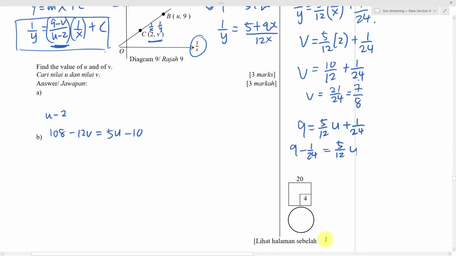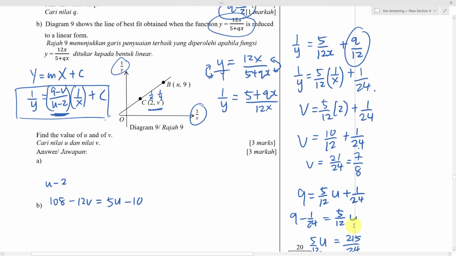Okay, kind of a big number here. So with 5 over 12 here, I actually get 215 over 24. Alright, so U equals 215 over 24 multiplied by 12 over 5. Did I make any mistake? Because it seems a bit different from the answer I got just now.